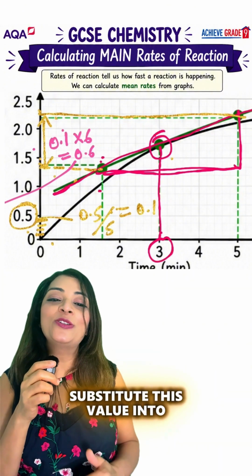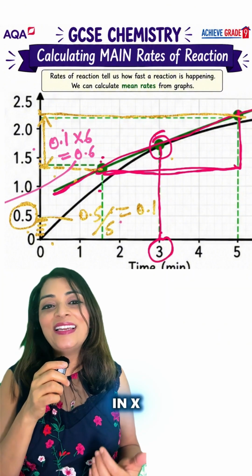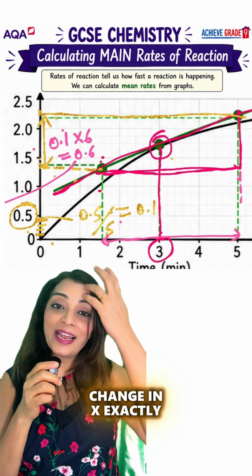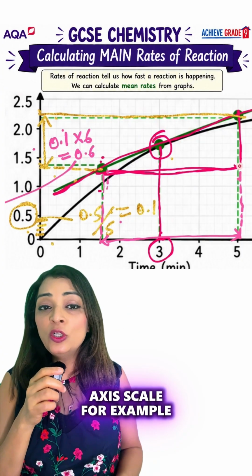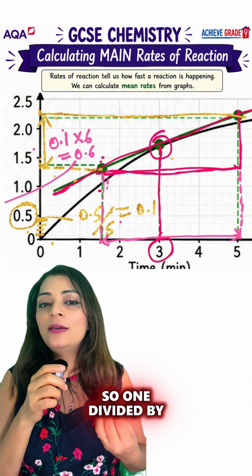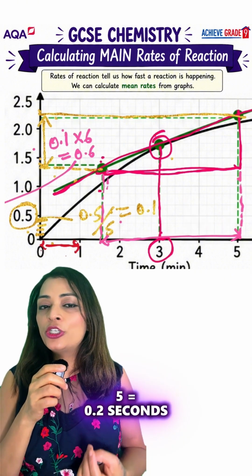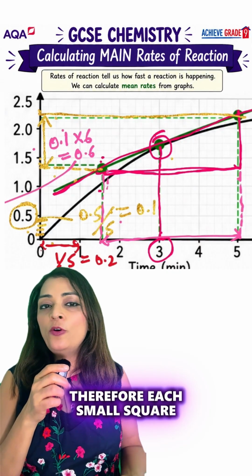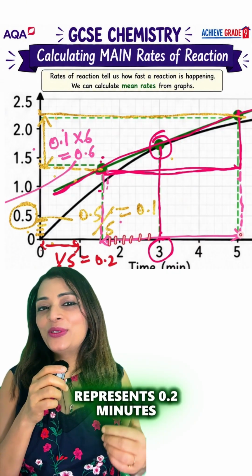Substitute this value into the formula. Work out the change in x now. You find the change in x exactly in the same way. Look at the x-axis scale. For example, from 0 to 1 minute, there are 5 small squares. So 1 divided by 5 equals 0.2. Therefore, each small square represents 0.2 minutes.